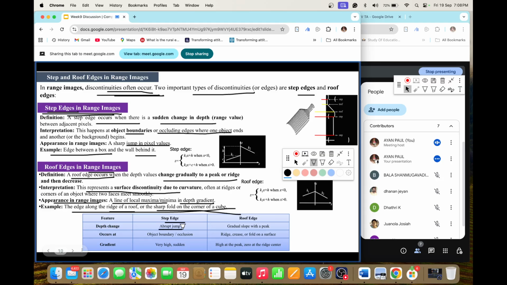Step edge: the depth value shows an abrupt jump, and it occurs at the object boundary or occlusion; the gradient is very high because it is a sudden change. Roof edge: a gradual slope with a peak, occurring at a ridge, crease or fold on the surface; the gradient is high near the peak and zero at the ridge center. So this is the difference between the step edges and the roof edges in range images.